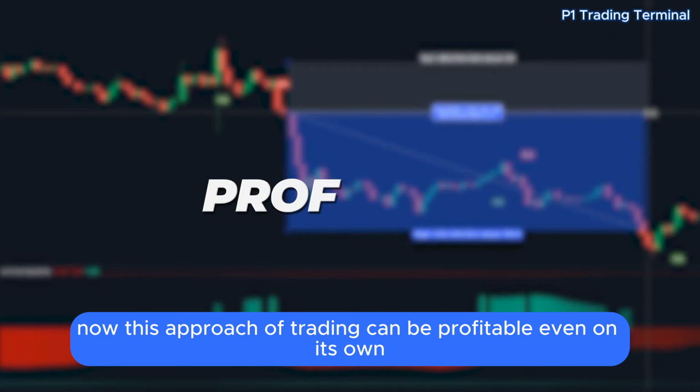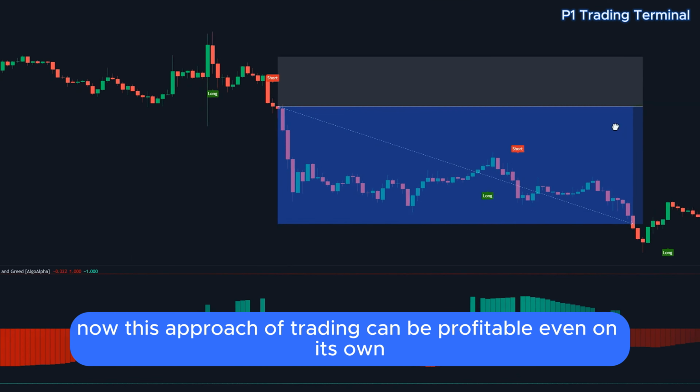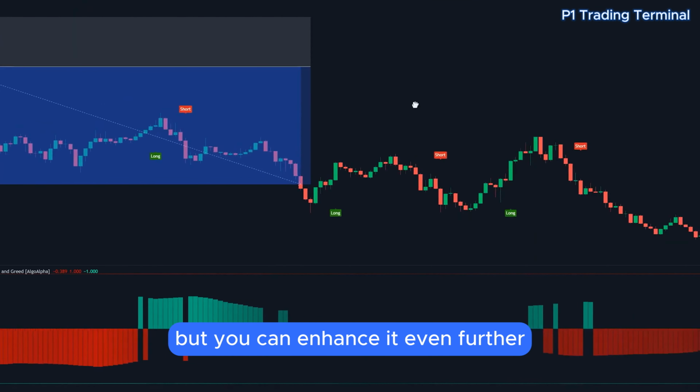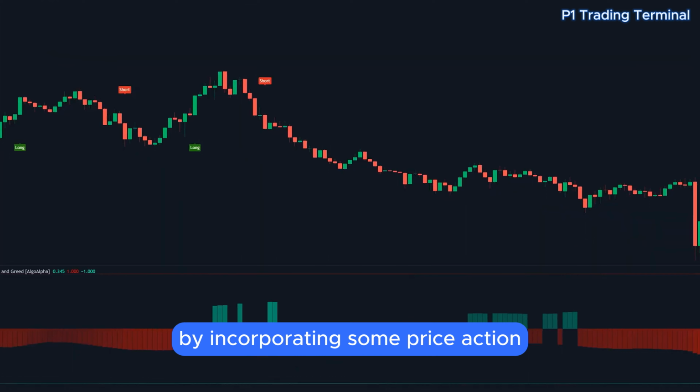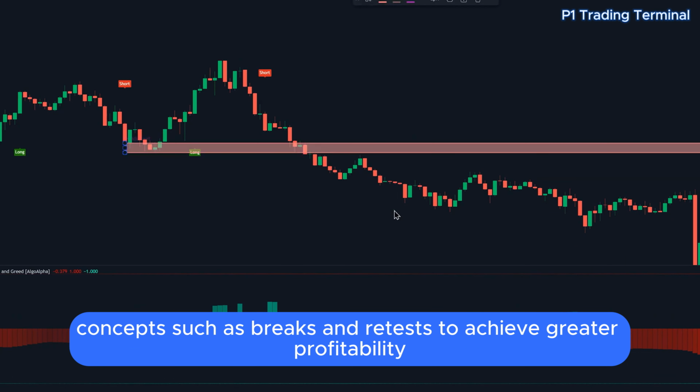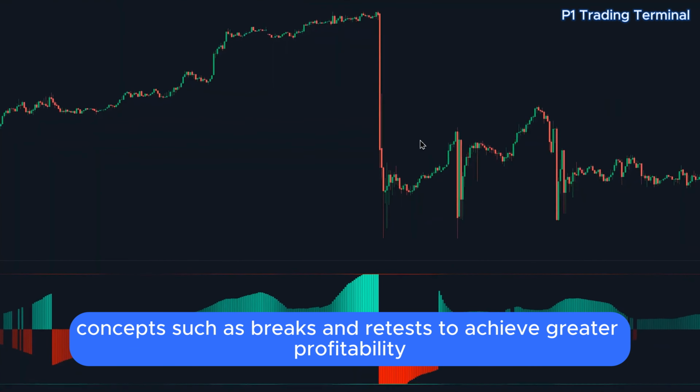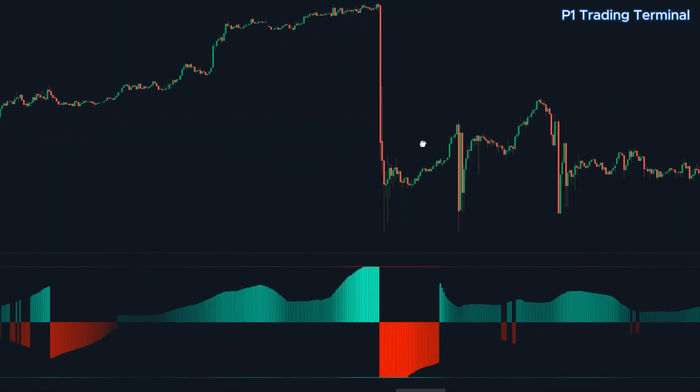Now, this approach of trading can be profitable even on its own, but you can enhance it even further by incorporating some price action concepts such as breaks and retests to achieve greater profitability. Now, the second method of using this indicator is to trade reversals based on market overextensions. Let me show you. This indicator has a red upper threshold and a green lower threshold. Whenever this histogram touches the upper threshold, that could indicate that the market may be overbought. Whenever this happens, price tends to come back down.